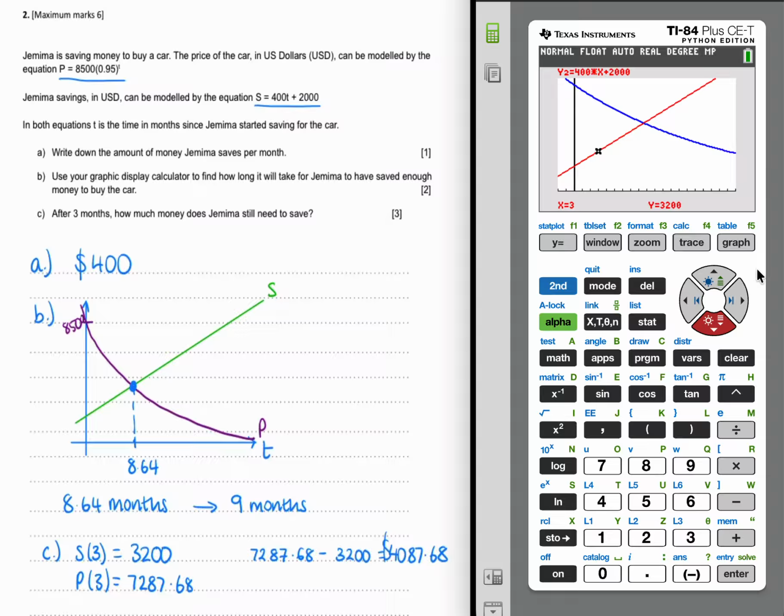So in terms of marks, there's 1 mark here for the answer. Then there's 1 mark for the method and 1 for the answer of 9. If you have the 8.64 or the graph drawn, either of those is fine for the method. And then for the last one, there is 1 for realising that you had to substitute into each one correctly, and then 1 for the subtraction and the final answer.